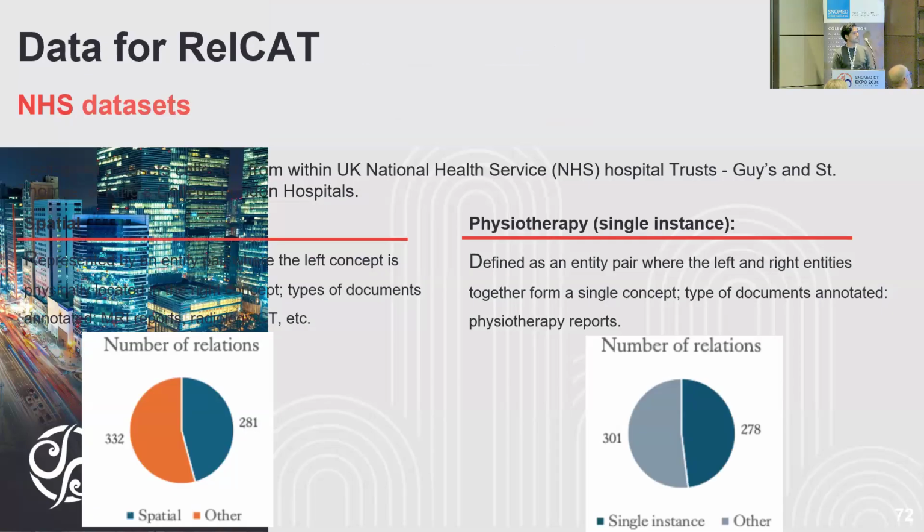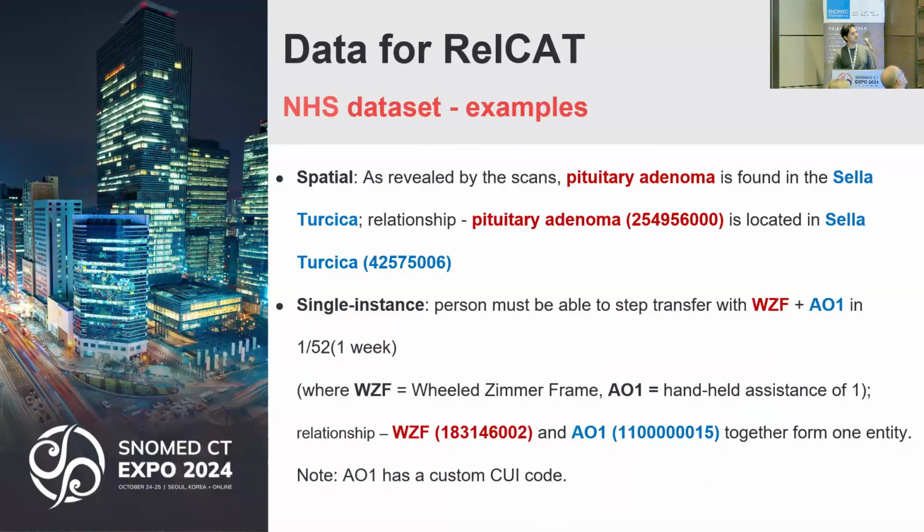Now going back to physiotherapy, this is defined as an entity pair where the left and right entities combine together to form a larger single concept. Note that the left and the right entity are originally concepts, but together they form an additional concept as well. The example here would be the wheeled Zimmer frame and the handheld assistance, where together they form an even larger concept. Additionally, as Vlad mentioned earlier, we use the SNOMED CUI codes wherever possible, but here for the A01 we don't have a SNOMED code, so we've defined a custom one.